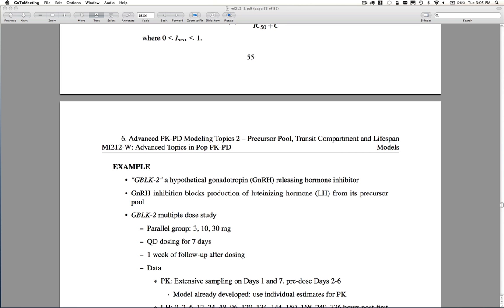Yeah, a question here again, getting back to the use of the precursor pool model for tolerance and rebound. Again, you sort of choose the model based on the observed data, and also based on what you know of the pharmacology of the drug. If you're in a situation where you are observing or you suspect that you may have rebound, first of all, I guess it comes down to study design.